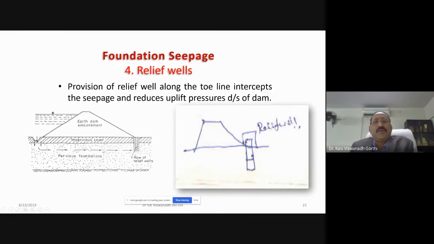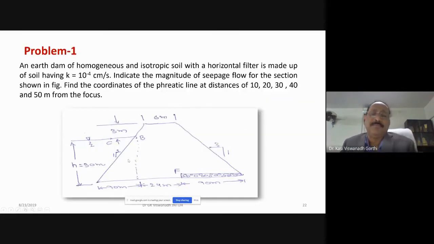Next one is to provide a relief well at the toe portion. So this is a downstream relief well. Usually it will be constructed in the form of rows, one after the other, along the length of the earth dam. Also, provision of the relief well along the toe line intercepts the seepage and reduces the uplift pressure at the downstream portion. So this is another foundation seepage control mechanism. When the water is flowing through the pervious foundation like this, it gets collected through this relief well. Naturally, uplift pressure will be reduced.